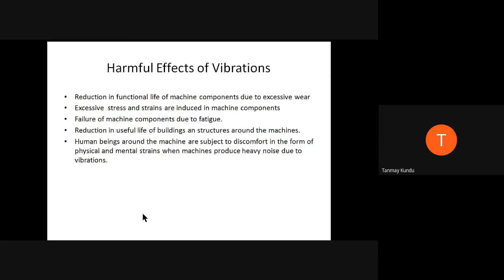So these are all about the harmful effects of vibration. Vibration does not create any good effect, it always creates a harmful effect. So what are those effects? First, reduction in the functional life of machine components due to excessive wear. From the vibration, the machine will have an excessive amount of wear, and obviously when wear is high, machine performance and the machine's service life will be reduced.